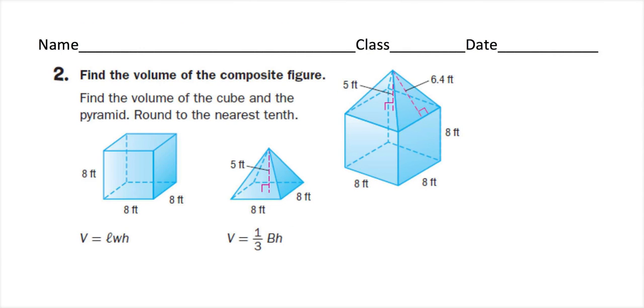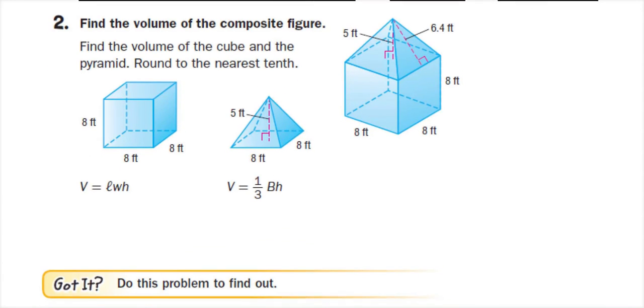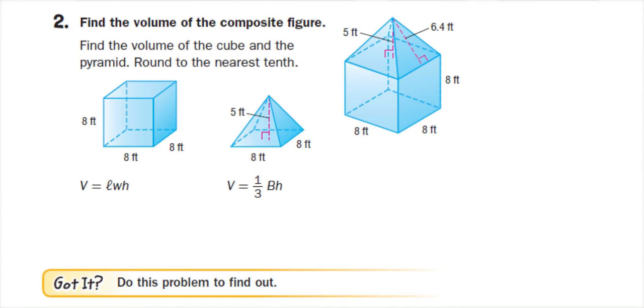Okay, let's look at number 2. So we're going to find the volume of this one. So we kind of have like a house, if you will. All right, so first let's find the volume of the cube. So we'll do 8 times 8 times 8. How do I know it was a cube? Because all the sides are the same, right? So 8 times 8 times 8, or 8 cubed, which is 512. We're going to add that too.